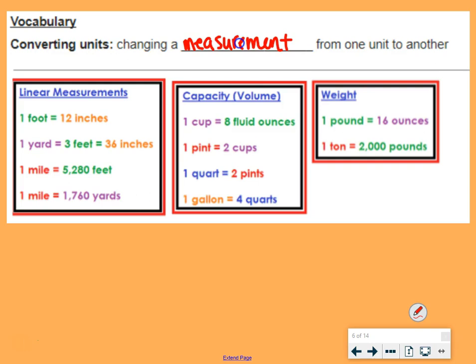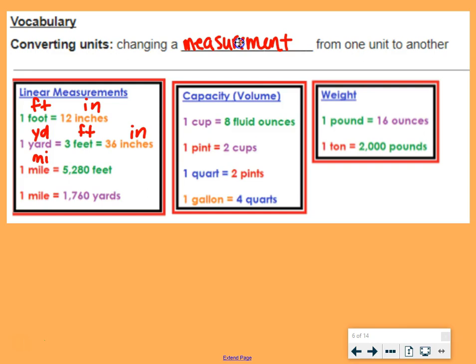So we have certain units, and these units here in the red boxes are called customary units. So we have our linear measurements, which are to measure lengthwise. So we have 1 foot equals 12 inches. So foot can be abbreviated FT, inches IN. 1 yard equals 3 feet, again feet, and then 36 inches. 1 mile, mile would be MI. And then 1 mile is 5,280 feet, and 1 mile is also 1,760 yards.